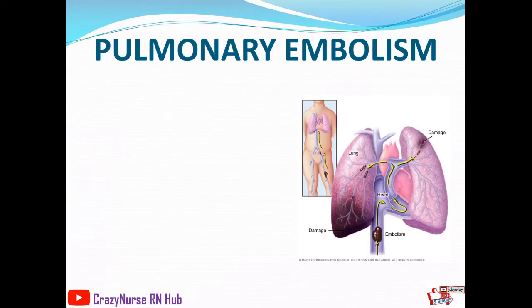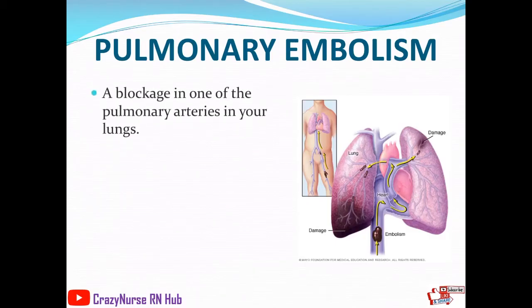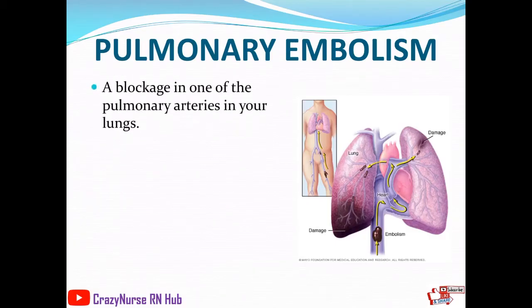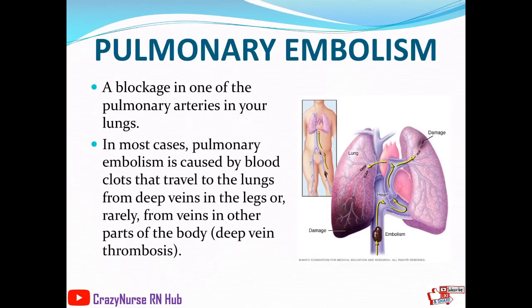Next, we have your pulmonary embolism. It is a blockage in one of the pulmonary arteries in your lungs. In most cases, pulmonary embolism is caused by blood clots that travel to the lungs from deep veins in the legs, or rarely from veins in other parts of the body, such as your deep vein thrombosis.